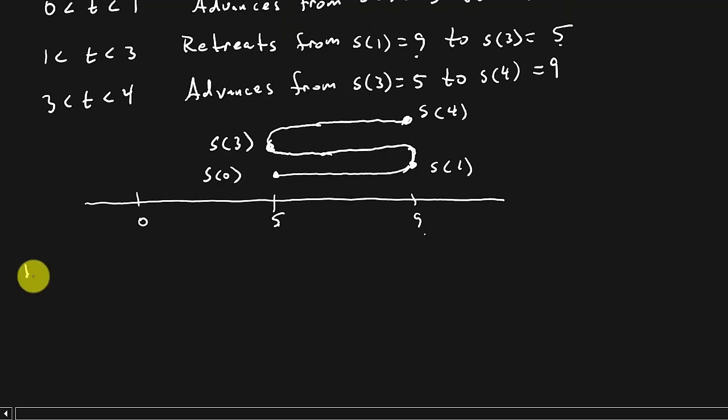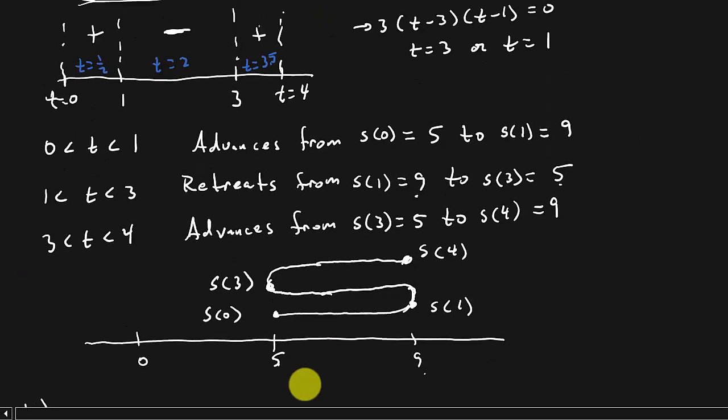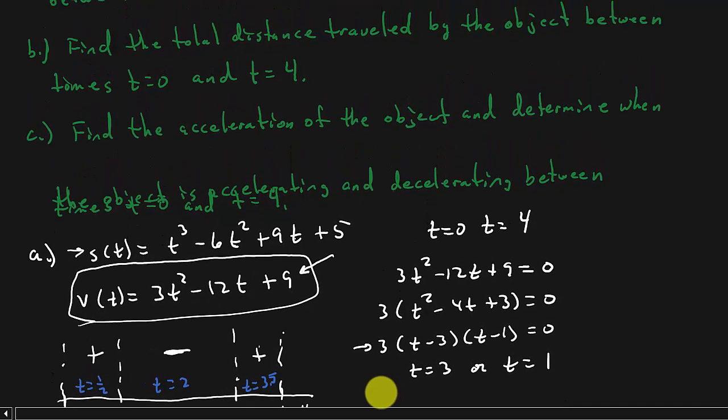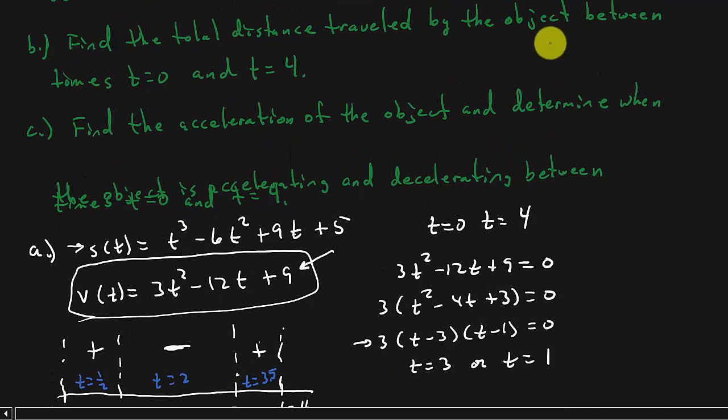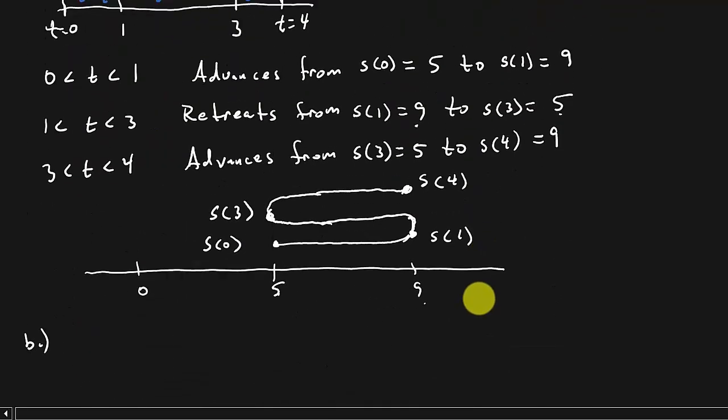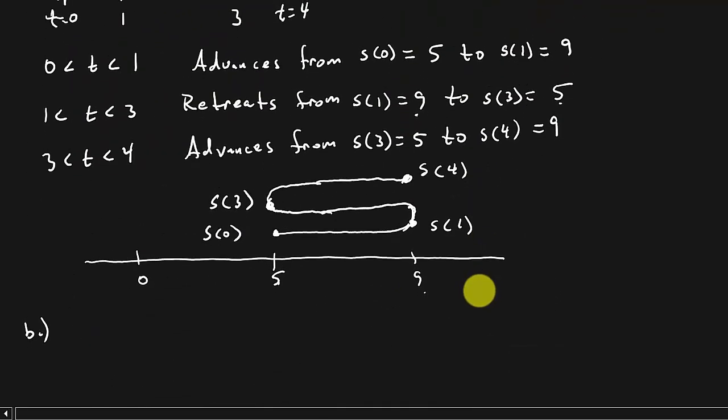All right, now let's look at part B. What does part B say? It says, find the total distance traveled by the object between times t equals 0 and t equals 4. Okay, so the total distance.